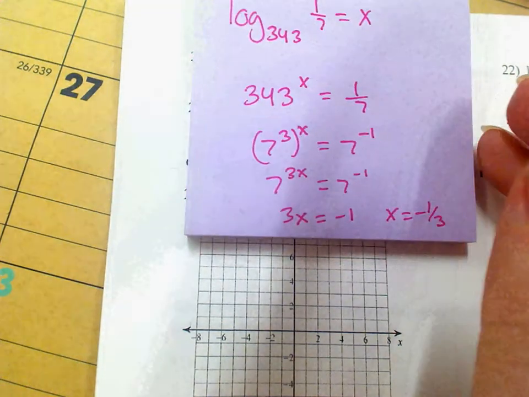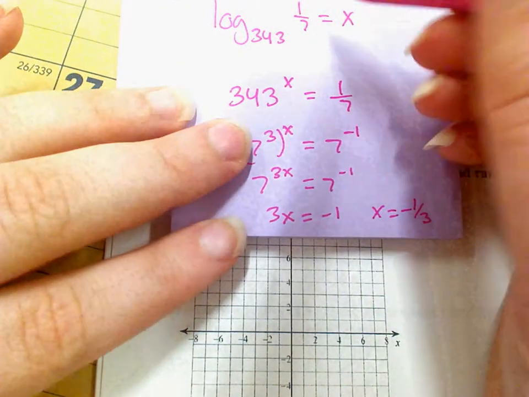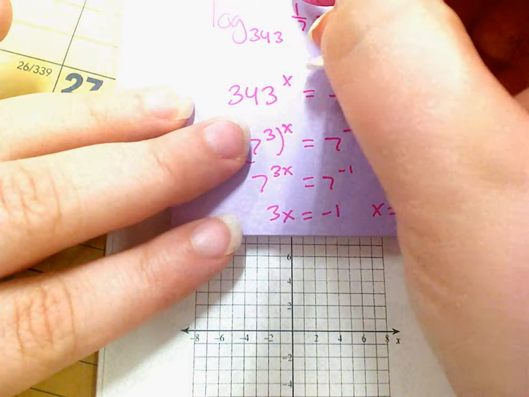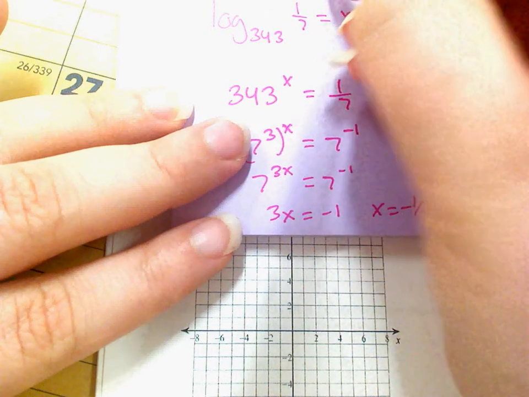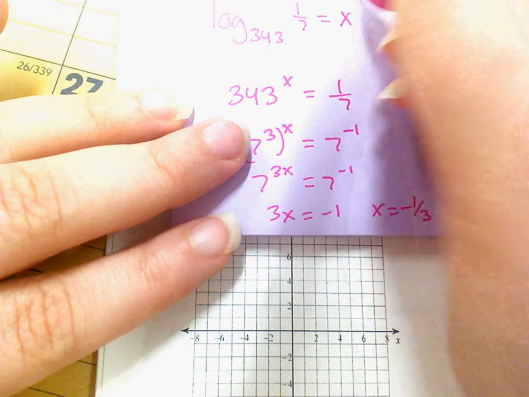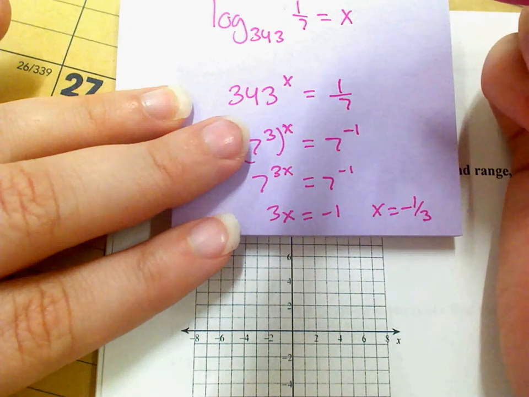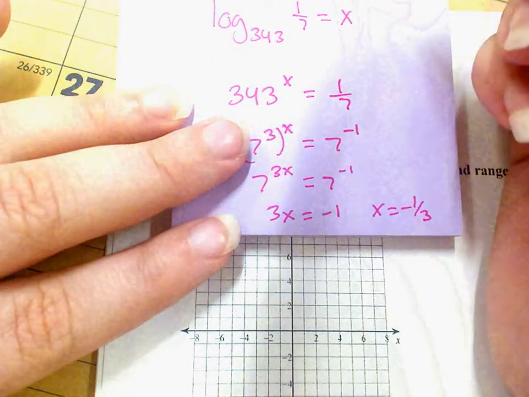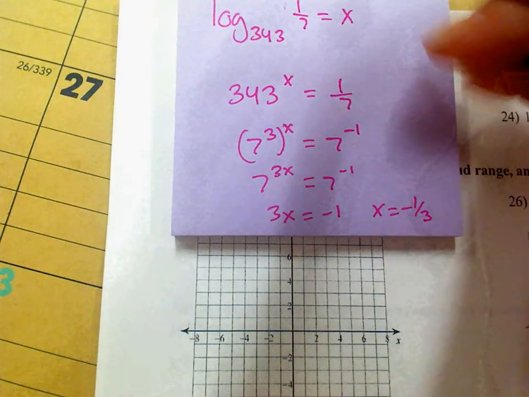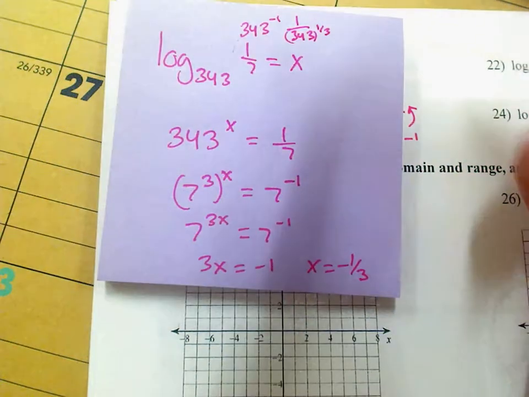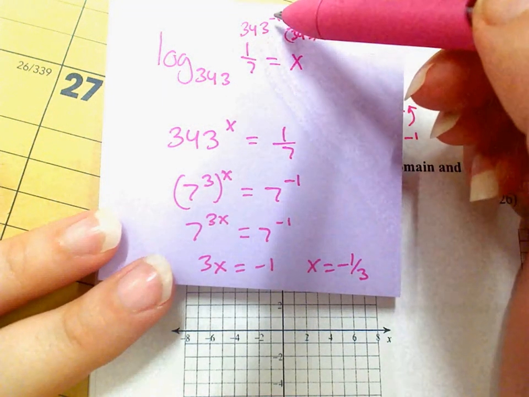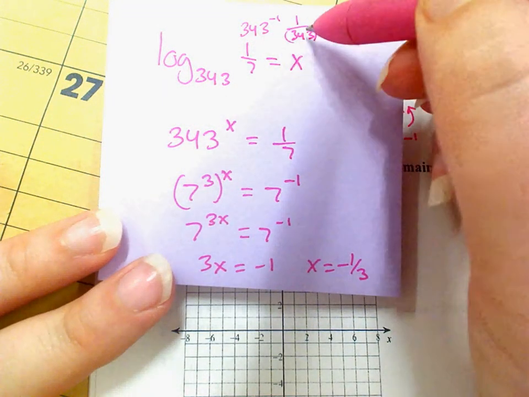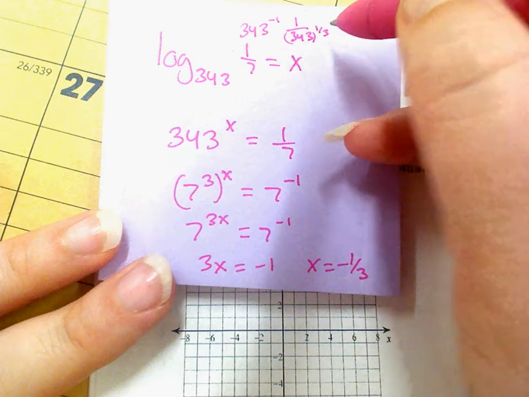Which kind of makes sense when I think about it like this. If I rewrote this as 343 to the negative power, that puts it in the denominator, right? Yeah? And then if I further take the cube root of that, then I get 7. So 343 to the -1 is 1 over 343. If I raise that to the 1/3 power, then I've got 7.